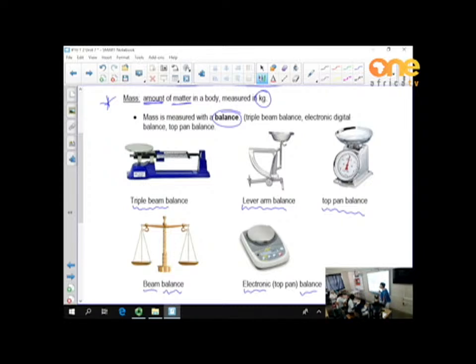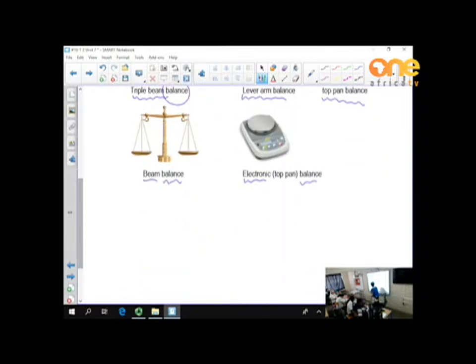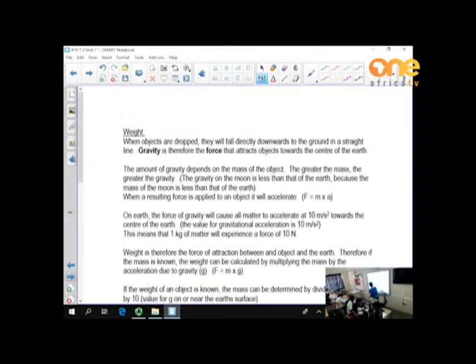Don't use the word scale, because the word scale actually refers to the division. For example, on a graph, what is the scale that you used? 2, 4, 6, 8, 10. Do you understand? Don't use the word scale. It is a balance that we use to measure mass.